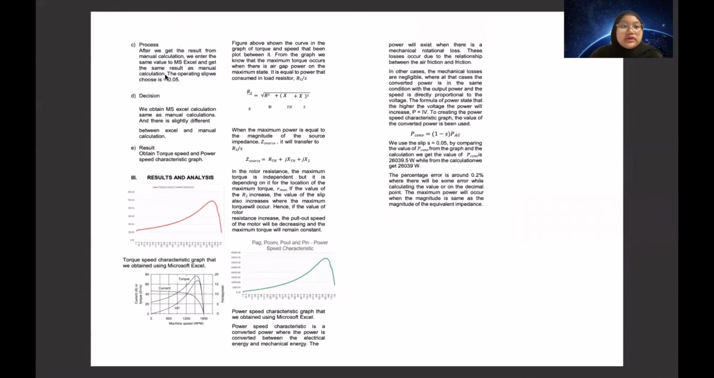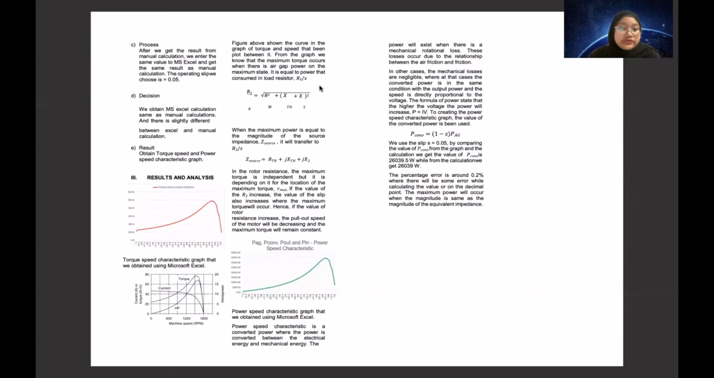After we get the result, the manual calculation we enter is the same as the Excel result. Basically the operating slip we choose is 0.05. In conclusion, the Excel calculation is the same as the manual calculation, with only a slight difference between Excel and manual calculation. For the results, we already include them here.